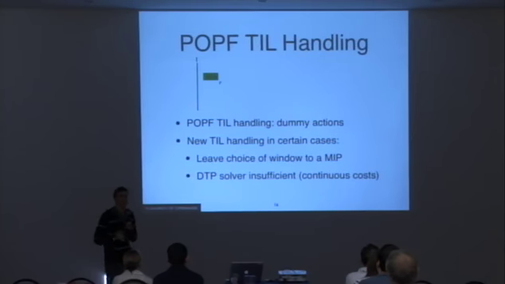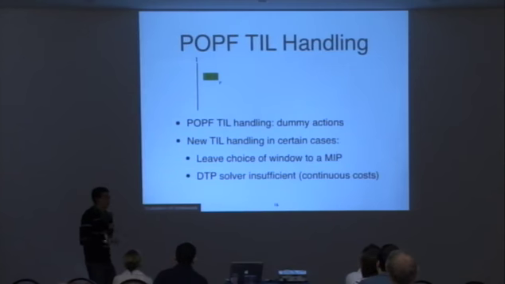Let's look at the TIL handling. What does POPF do? It adds dummy actions for the TILs. Take, for example, a dummy action that adds a fact P, and maybe we need that fact in order to do a phase out. This fact would be immediately deleted, but there could be multiple phase outs for a vessel at a single port over time. So this fact kind of comes in and out, and that means with these dummy actions, we now have a choice. Do we put the phase out here or here?